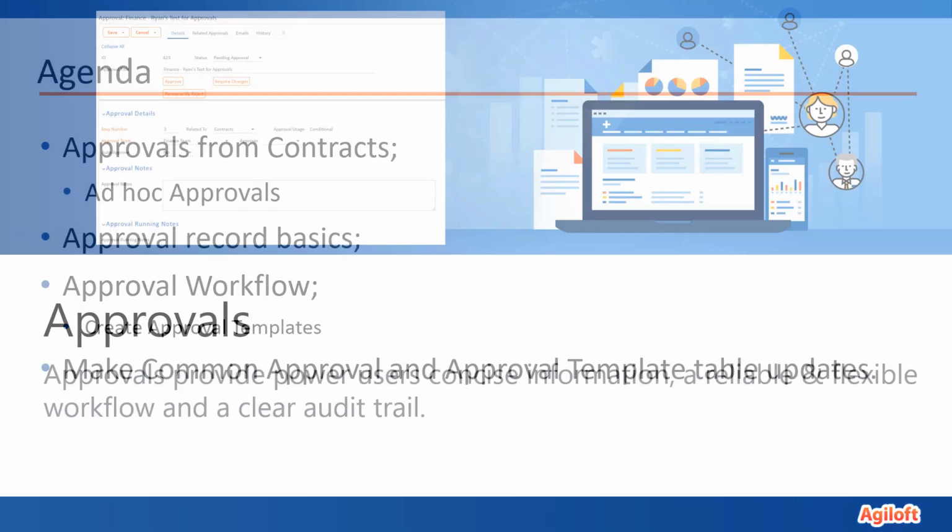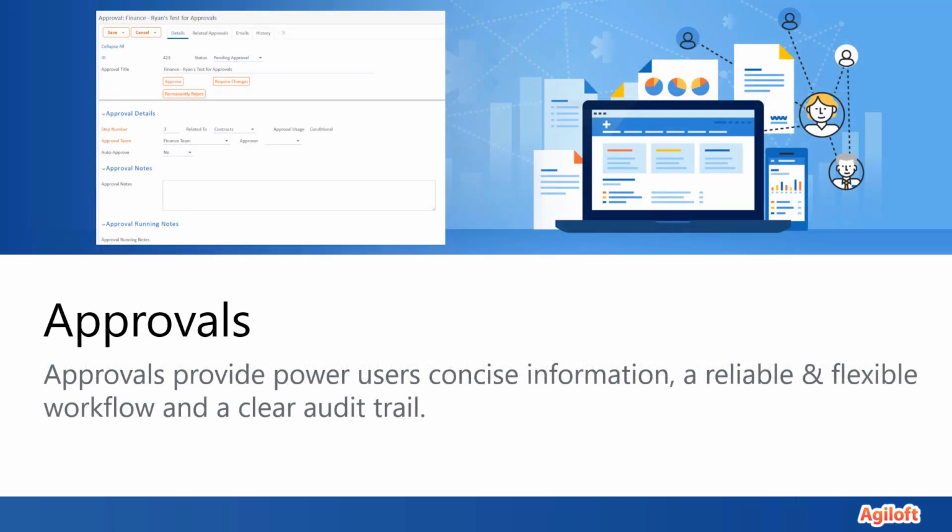Approvals provide the right information with the right presentation. With all the information we can store in Agiloft, specifically the contracts table, approvals provide power users everything they require to make a decision. Approvals are distinct records with a linked set of fields to a contract. However, we can still manage approvals from our contract record.